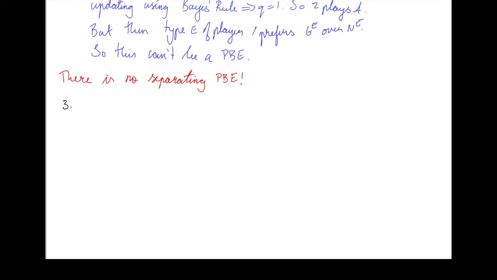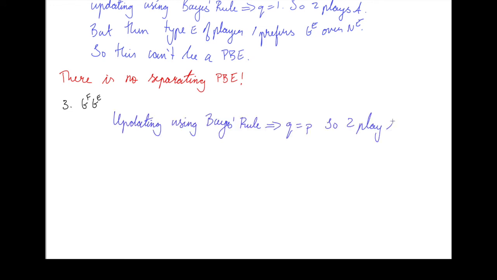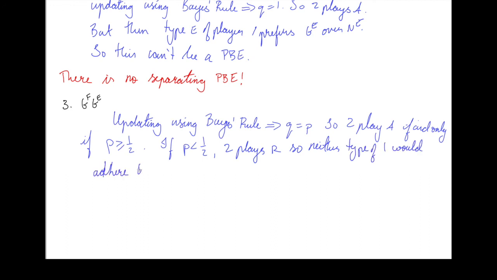The first of the pooling strategies is where they both give. So both friend and enemy types give. Because it's a pooling strategy, when we update the beliefs using Bayes' rule, the updated belief is exactly equal to the prior. So 2 will play A if and only if P is greater than or equal to a half. If P is less than a half, 2 plays R, so neither friend nor enemy type of player 1 would want to play give, since 2 would reject. So neither type would adhere to GE-GF. So if P is less than a half, this can't be a PBE.